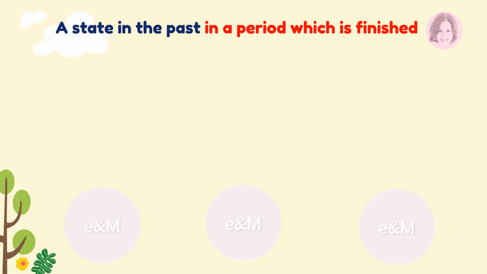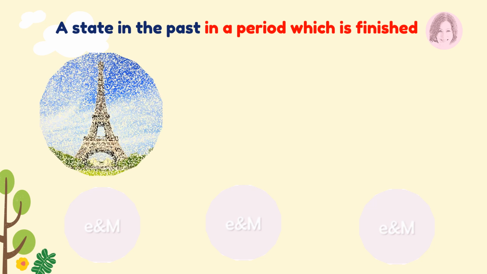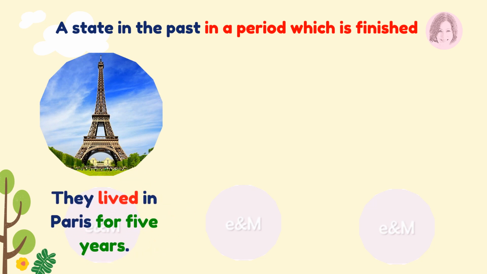Okay, we also use past simple tense for a state in the past in a period which is finished. For example, they lived in Paris for 5 years. For 5 years, this shows the duration in the past. Okay, that means they don't live in Paris now.